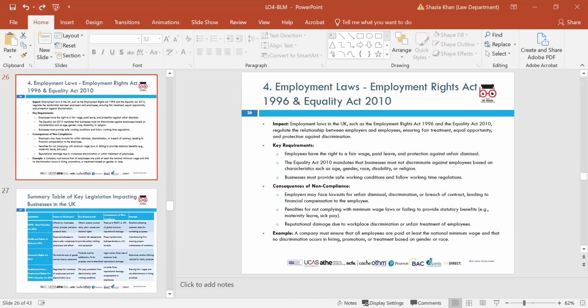The next one is employment laws and why they are important in regards to businesses and why there's a need for businesses to comply with them. So all businesses owe a general duty of care to their employees. This is codified into a body of law, employment law, that regulates the relationship between the employer and the employee.